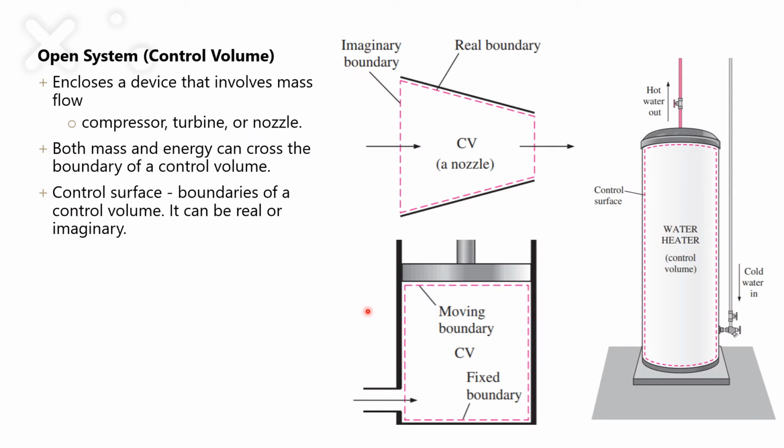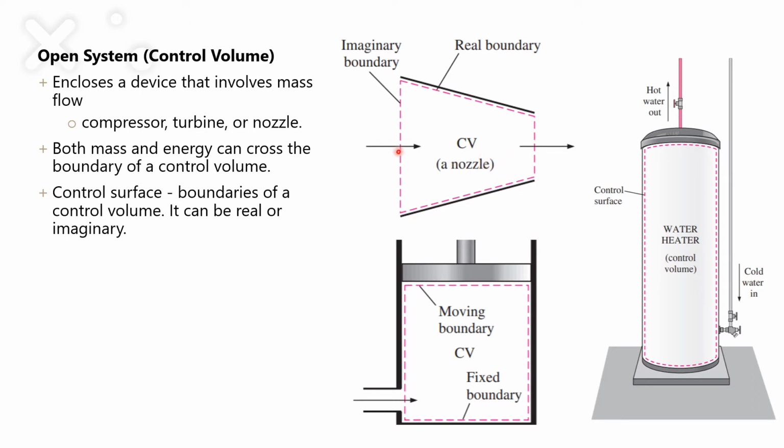How about the open system? An open system or a control volume is a properly selected region in space. It usually encloses a device that involves mass flow, such as a compressor, turbine, or nozzle. The flow through these devices is best studied by selecting the region within the device as the control volume instead of as control masses or closed systems. Both mass and energy can cross the boundary of a control volume. The boundaries of a control volume are control surfaces, and they can be real or imaginary.